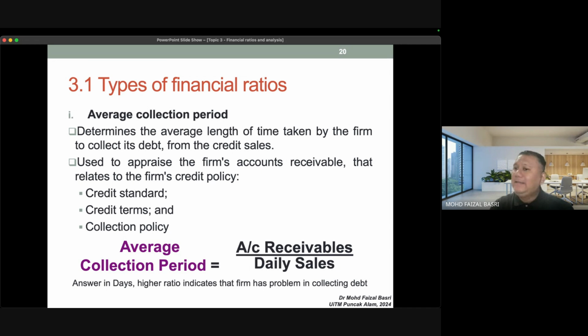spell out any discount given if you pay quickly. Okay, to encourage clients to make early payments. Sometimes they give a discount, for example, to encourage customers to pay early. So that will also be in the credit terms. So they can put some discounts in the credit terms. So say if you pay within 10 days, you get 2% discount. Okay, or else you have to pay in full in 30 days for example. So that is the credit terms.